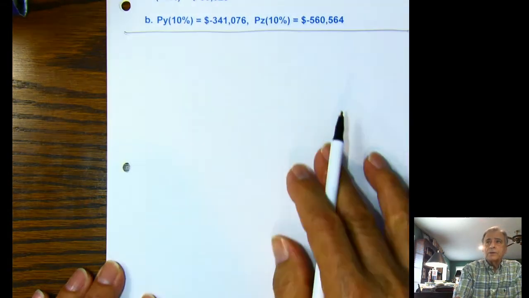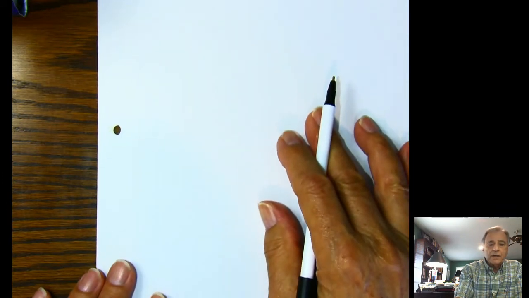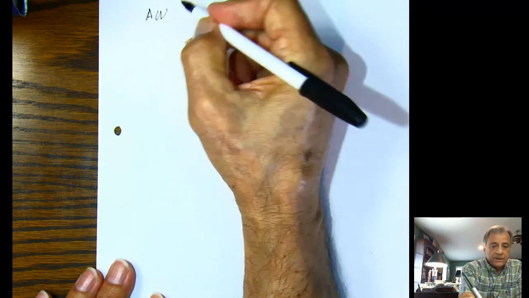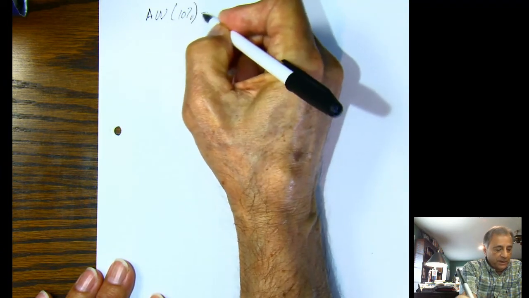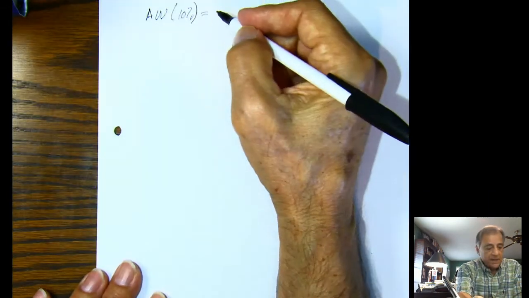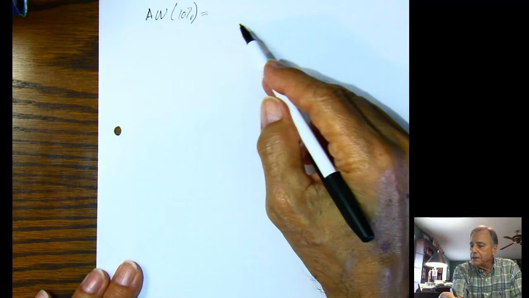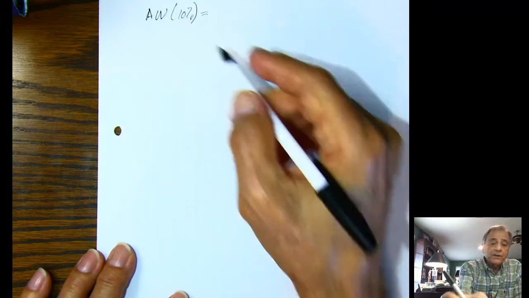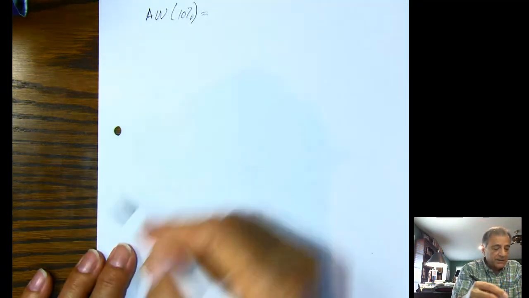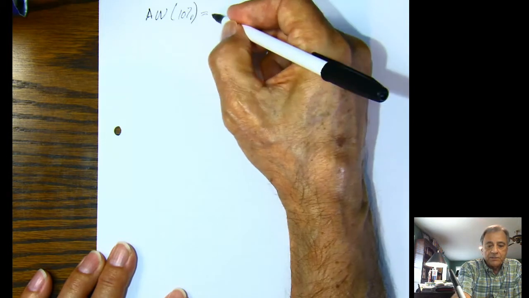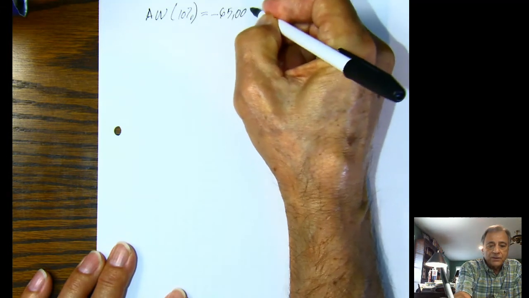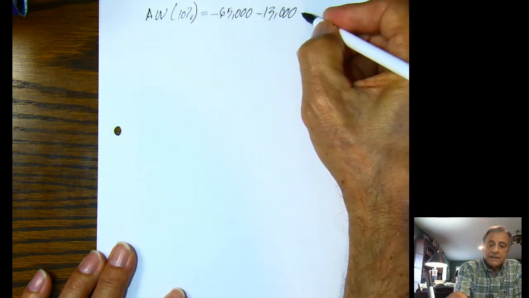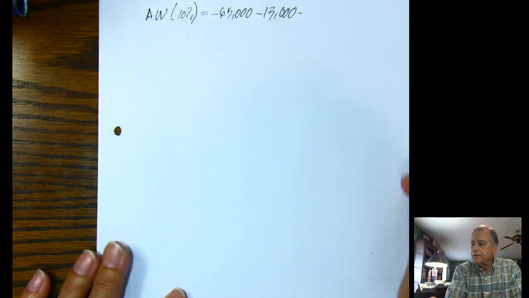The annual worth, I'll not show it right here, but it'll be in your notes, of this at 10% will be the minus 650 times A given P, 10% for, sorry, for an infinite number of years. So it's just going to be times 0.1. So this is going to be minus 65,000, the first term. And then you have a minus 13,000. And then you have a minus 80,000 times A given F.